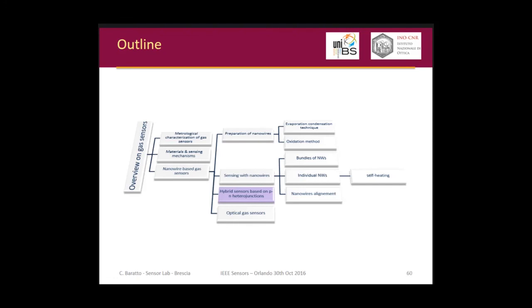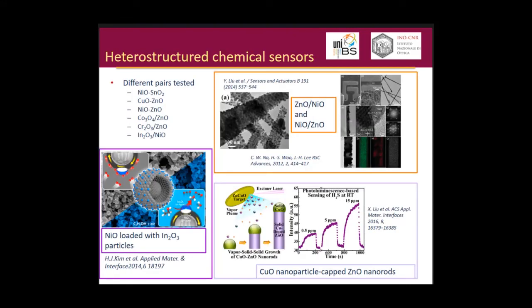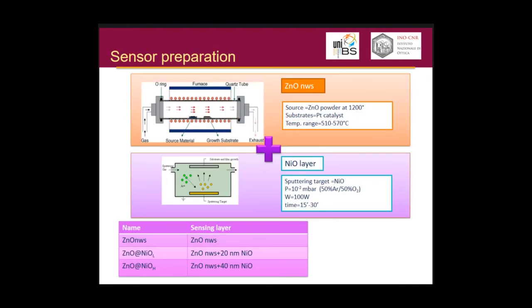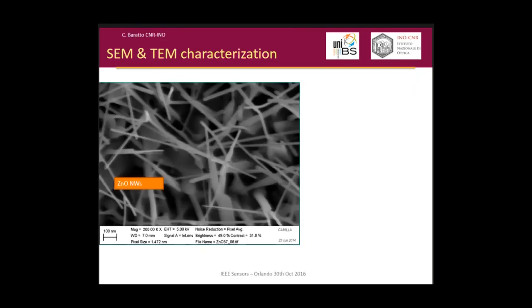And so, I am now at the last few examples I would like to show, and they are on the use of nanowires. The first one is on the use of heterostructure chemical sensors, where the use of p-n junction material in order to enhance the sensing properties of the materials is very much investigated. Basically, what we did is to prepare zinc oxide nanowires and cover them with nickel oxide polycrystalline material. So in our lab we prepared these zinc oxide nanowires.